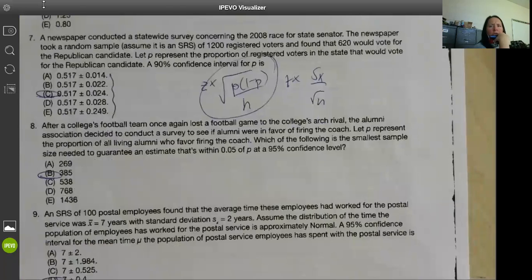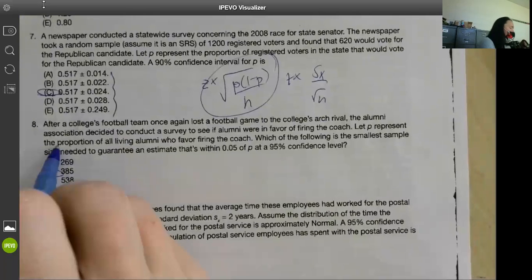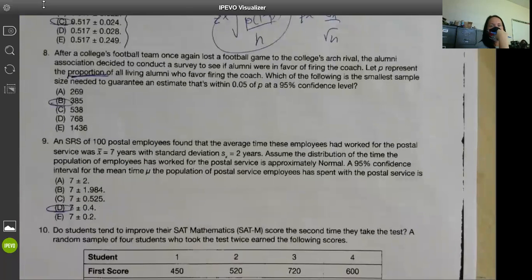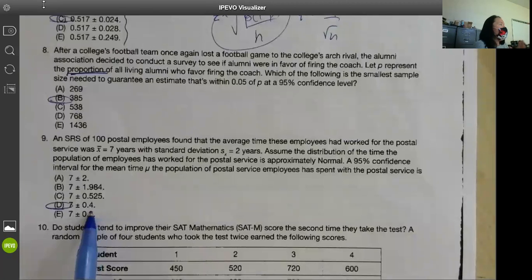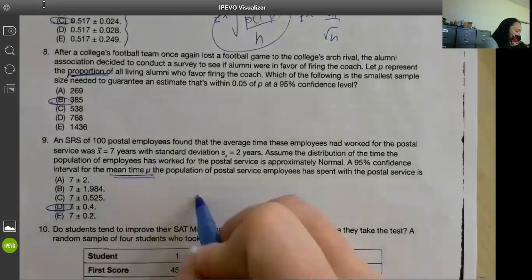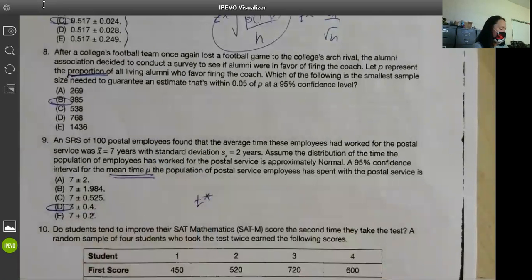Okay. Which of the following is the smallest sample size needed to guarantee the confidence level? Just watch it. This is proportions. That's what you need to know, is what the difference is. Know which one is proportions, know which one is means. But you know those two formulas. We went over it. An SRS of 100 postal employees, blah, blah, blah. A 90% confidence interval for the mean time. That's just doing the confidence interval. And again, they just don't put it together, if that makes sense. Okay, so this one, because it's a true mean time, is the T star formula. Okay, be ready for that.